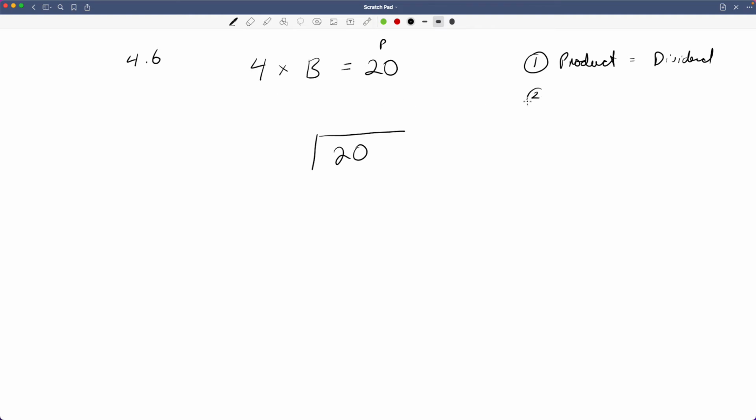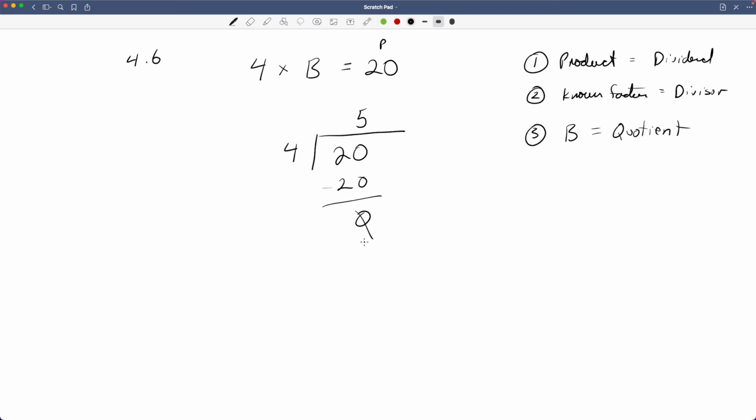All right, so that's the other thing. The known factor equals the divisor. So this would be 4. That would be our divisor. And then the unknown number would be equal to the quotient. And then that quotient would become the factor that comes back in and fills our missing information. So 4 into 20 we know is 5, because 5 times 4 is 20. And that would be our answer. So b would be equal to 5.